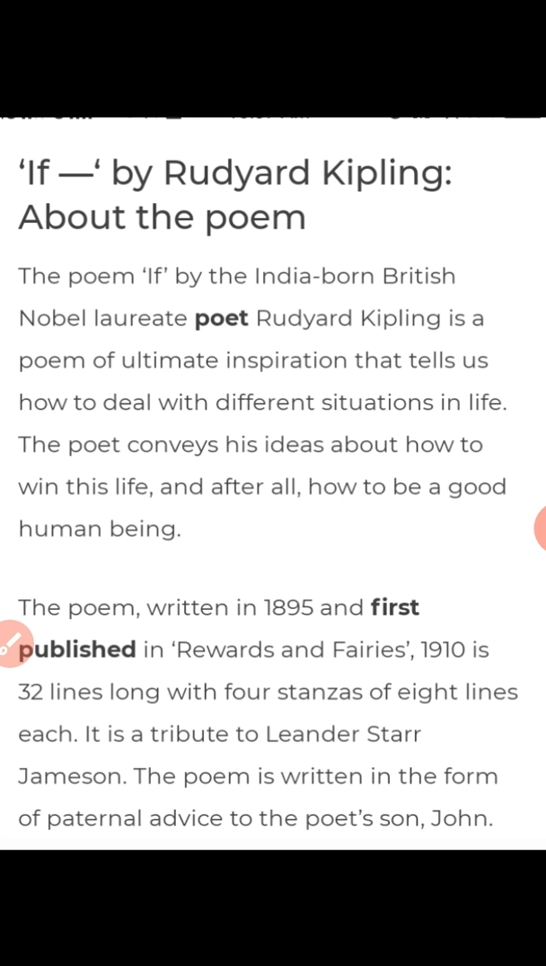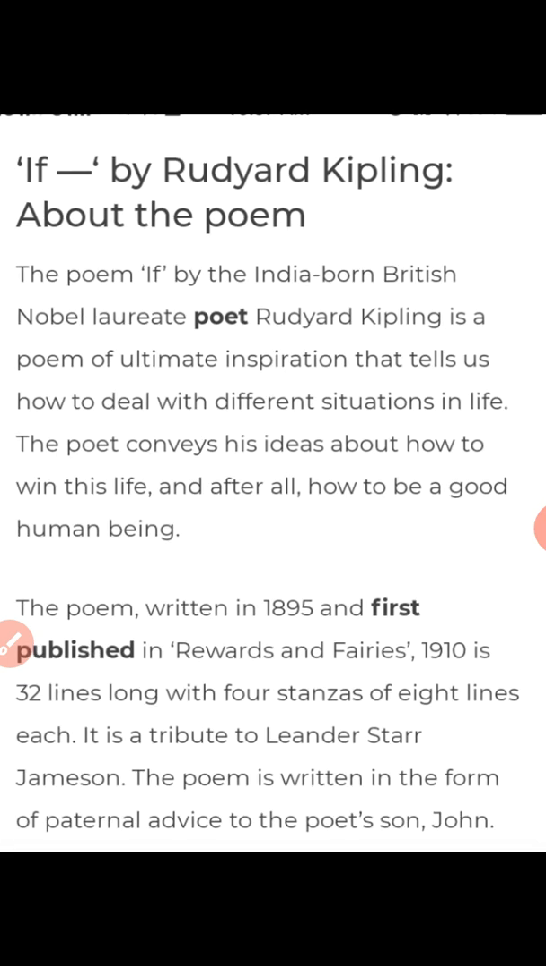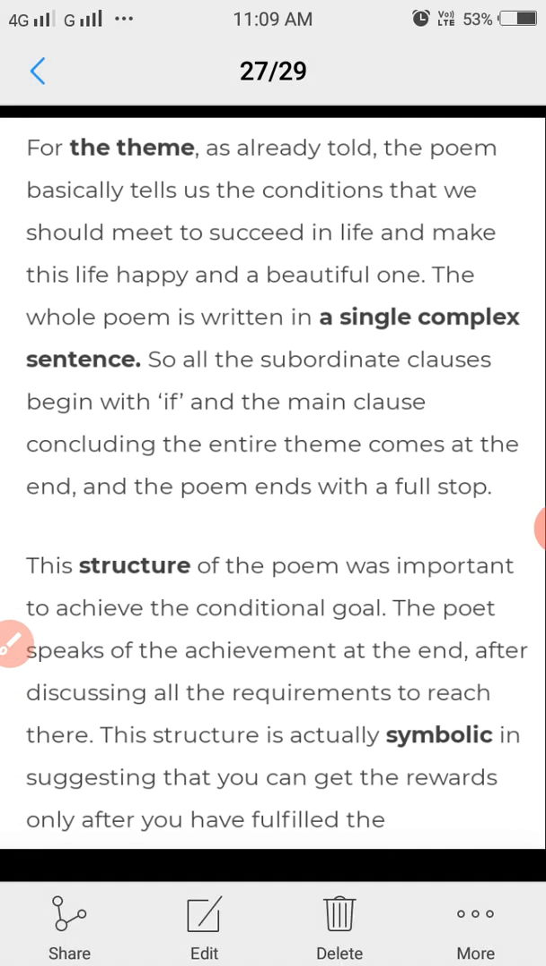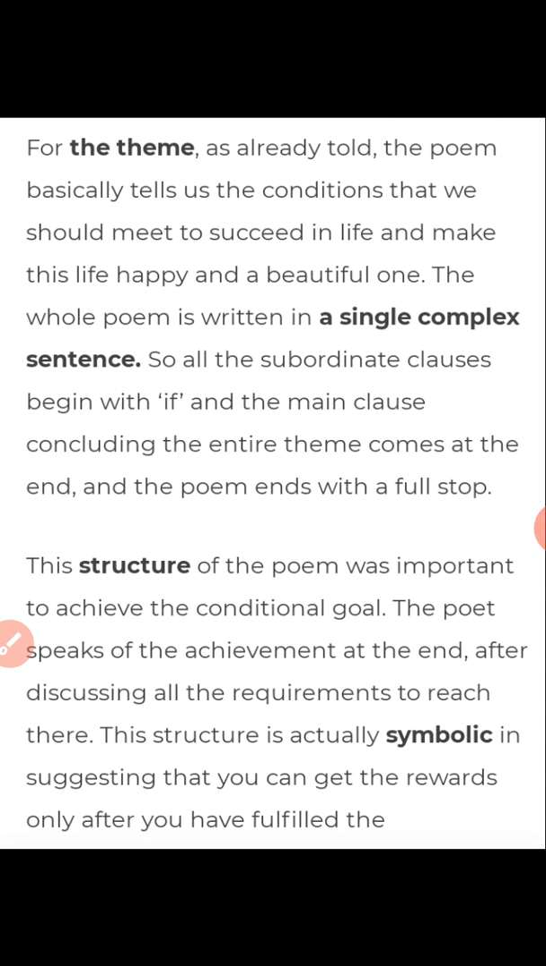The poem was written in 1895 and first published in Rewards and Fairies in 1910. It is 32 lines long with 4 stanzas of 8 lines each. It is a tribute to Leander Starr Jameson. The poem is written in the form of parental advice to the poet's son named John. For the theme, as already told, the poem basically tells us the conditions that we should meet to succeed in life and make this life a happy and beautiful one.